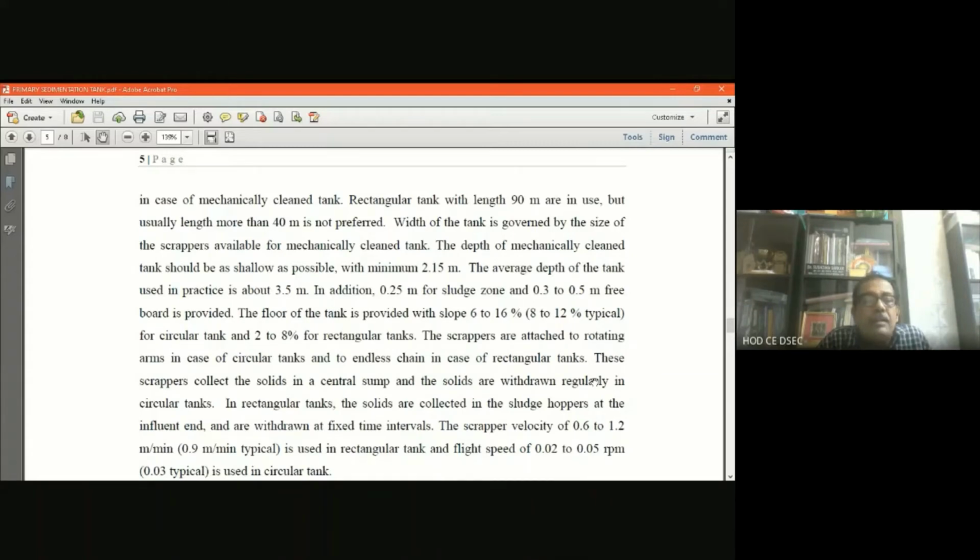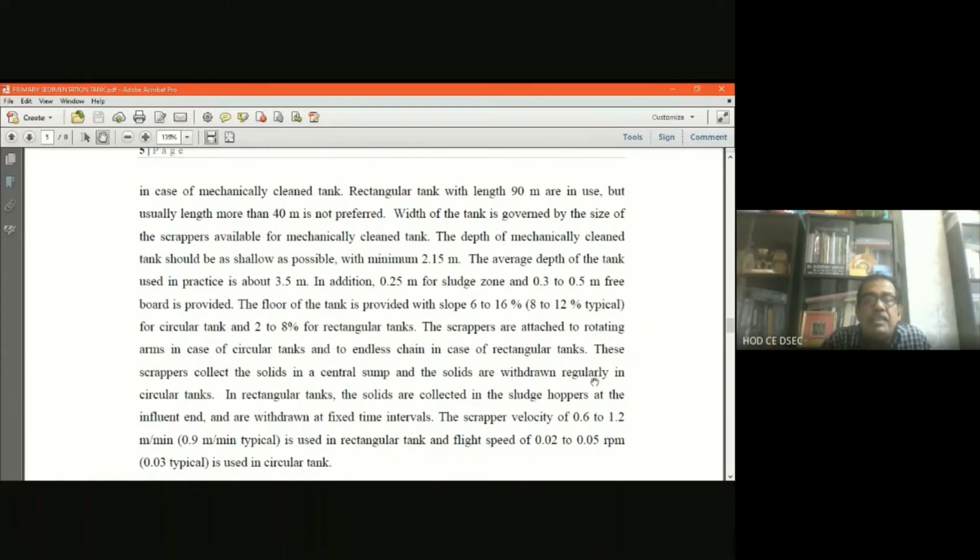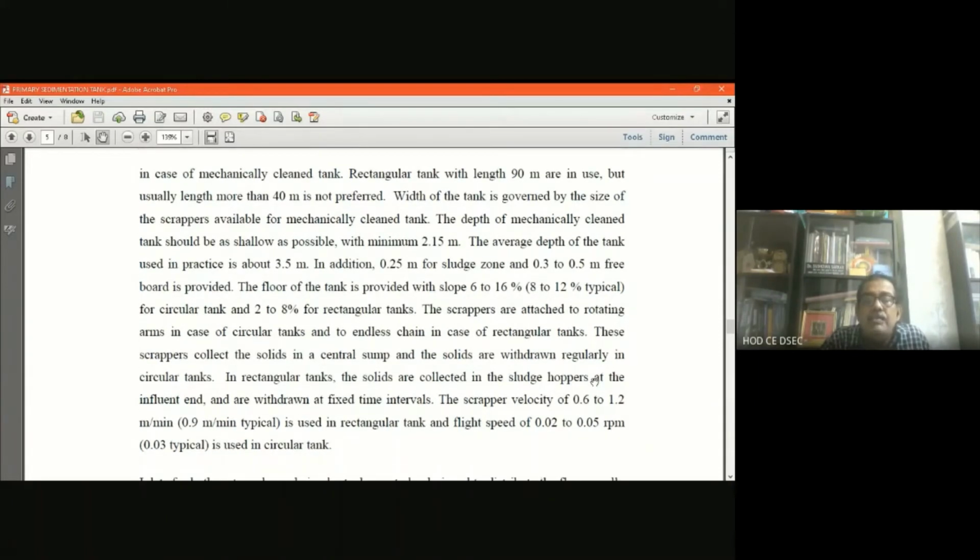Now, the depth of the mechanically cleaned tank should be as shallow as possible, with a minimum of 2.15 meter. But the average depth of the tank used in practice is 3.5 meter. And in addition, you have to consider the sludge at the bottom. The sludge depth is 0.25 meter in the sludge zone, and you have to add a freeboard of 0.3 to 0.5 meter to get the total depth of the tank. And the slope of the tank is 6 to 16% in case of circular, and in case of rectangular it is 2 to 8%.